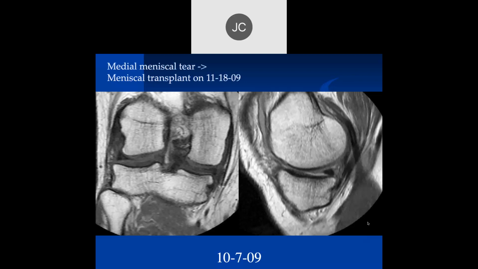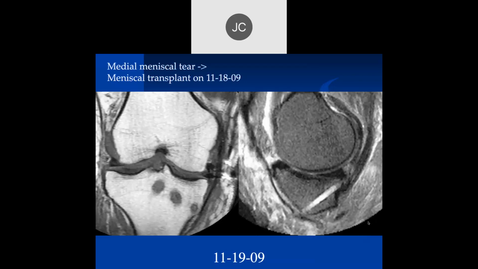Okay. So he decided to go and have a meniscal transplant because this was a large degenerative tear. And so this is the day after surgery. So what do you think here?